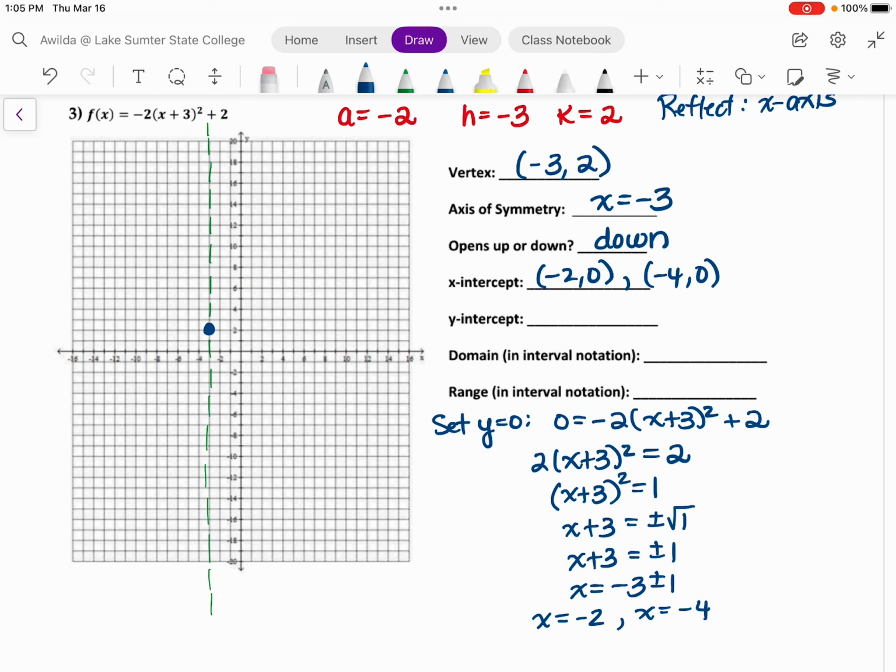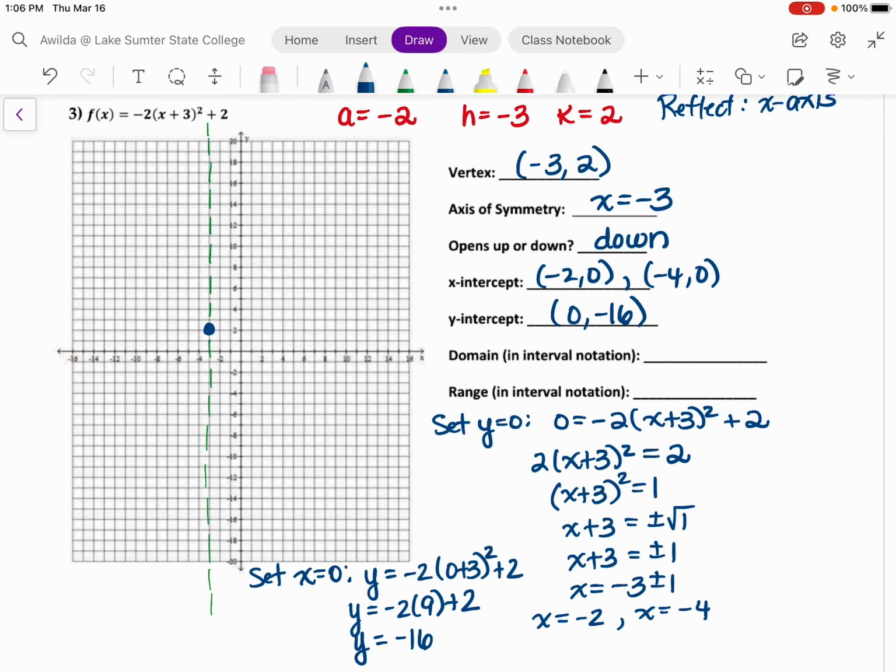Let's solve for the y-intercept now. We're going to set x equal to 0 and solve for y. So we have y equals -2 times 0 plus 3 quantity squared plus 2. y is equal to -2 times 9 plus 2, or y equals -18 plus 2, which gives us -16. That means that we have one y-intercept at 0, -16.